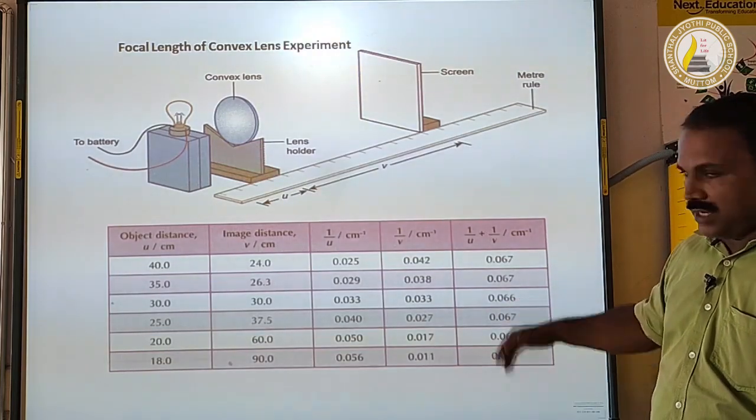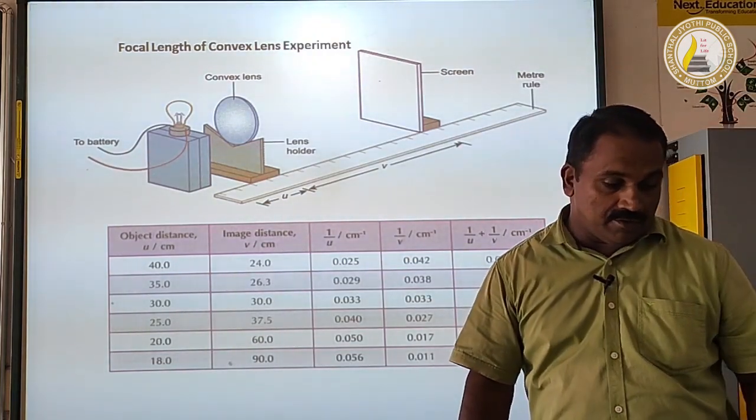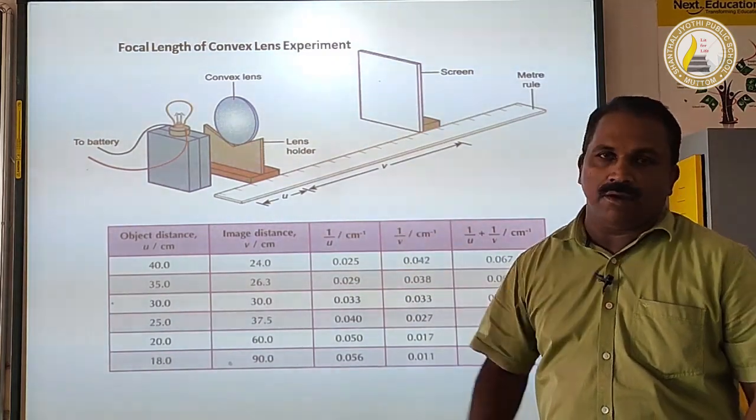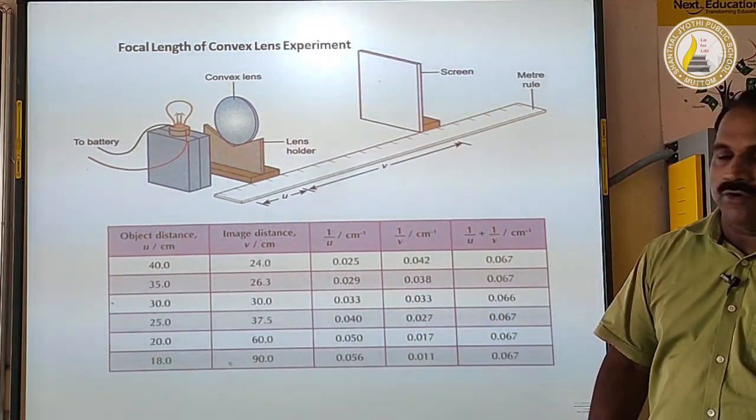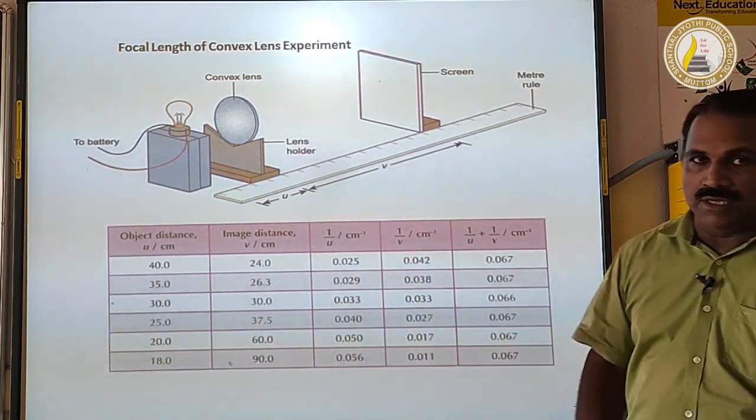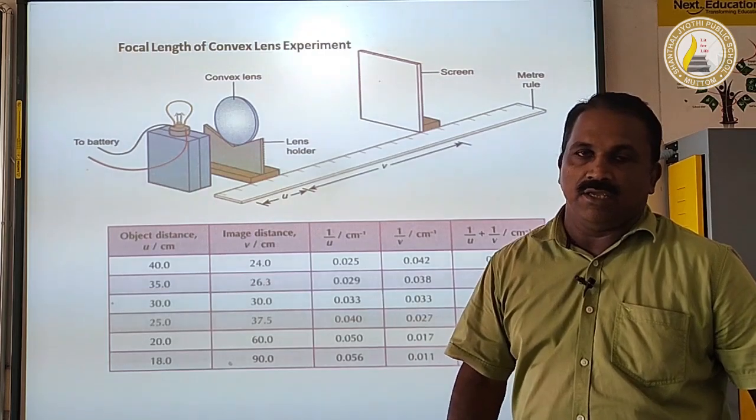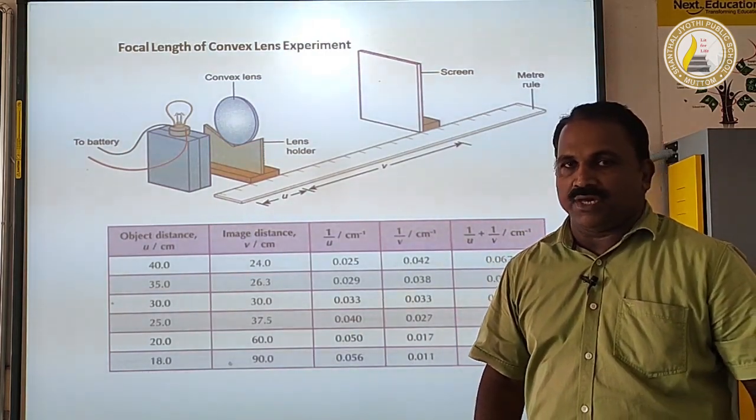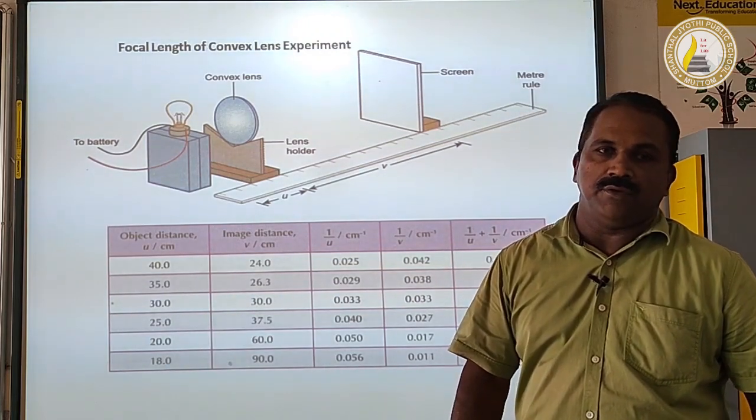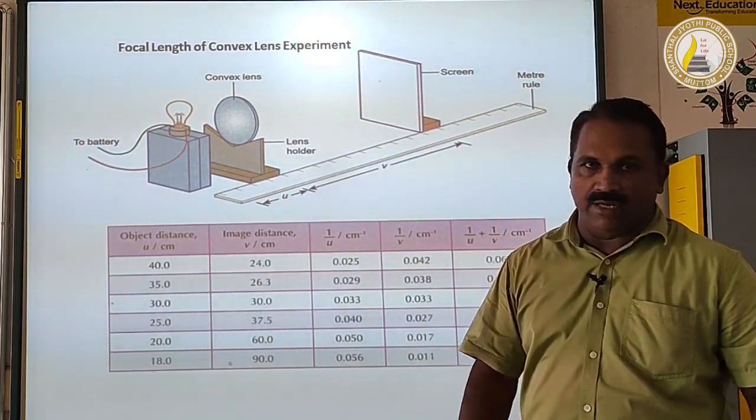This focal length, everything you will find out in higher class. So just remember the properties of the image formed by a convex lens. Already we discussed, it is an inverted image, it is a real image. The size of the image changes according to the distance between the object and the lens.